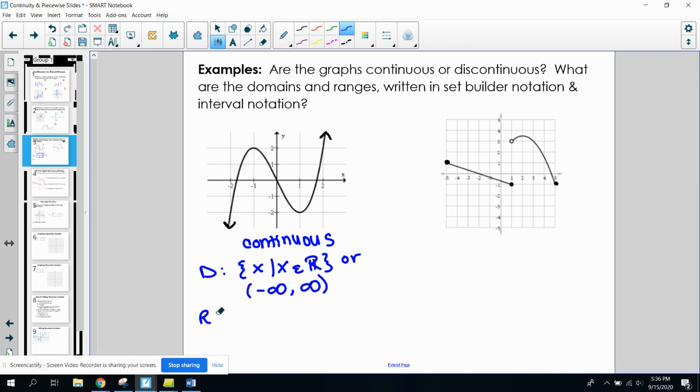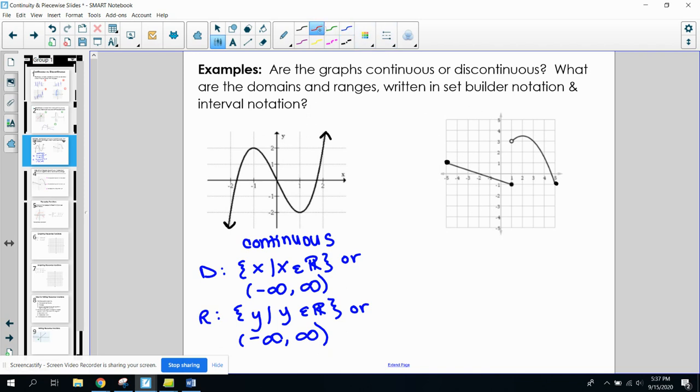For the range, we're looking at the y values. So again, we have these arrows at the ends. So that means that the graph is extending up and down infinitely. So again, every single y value will be a part of this graph. So in set notation, we can say y such that y is an element of all real numbers. Or if we're using interval notation, again, we can just say negative infinity to infinity.